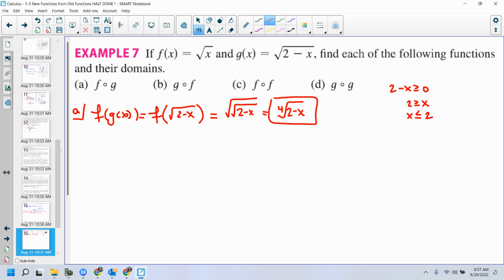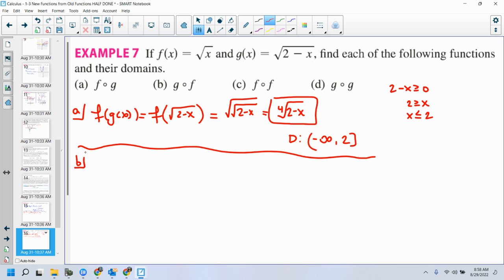Do I have to change that at all once I look at my final answer? 2 minus x is still inside. If I were to look at the domain of this, I would say 2 minus x has to be greater than or equal to 0. Didn't I just do that? So the domain here is essentially the same thing: x less than or equal to 2. So the domain is negative infinity to 2, bracket on 2. I looked at the domain of my innermost, and I didn't even have to change it in my final.